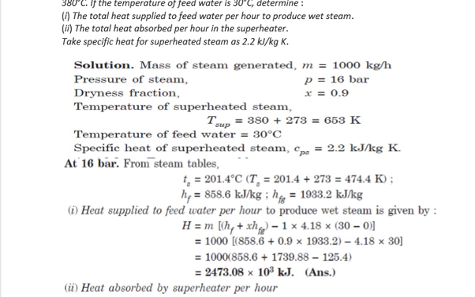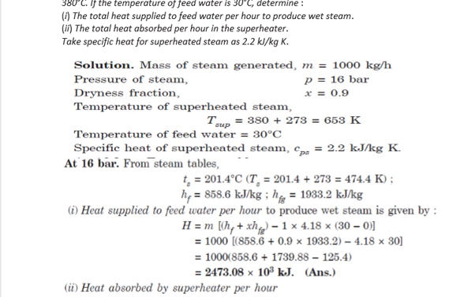First of all, this numerical again belongs to superheated steam. That is a steam formation numerical with the superheated steam criteria, because steam has three types: wet steam, dry steam, and superheated steam. This numerical belongs to superheated steam. So in this case, 1000 kg of steam is generated at a pressure of 16 bar, with a dryness fraction of 0.9, per hour. The steam passes through the superheater. The temperature of feed water is 30 degrees Celsius.